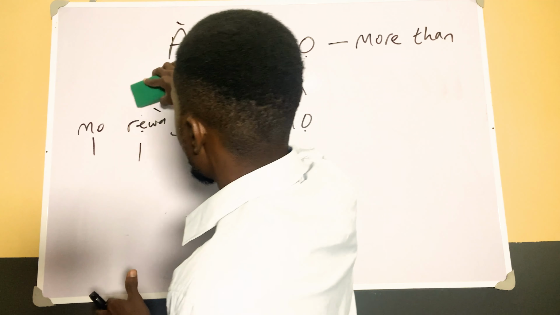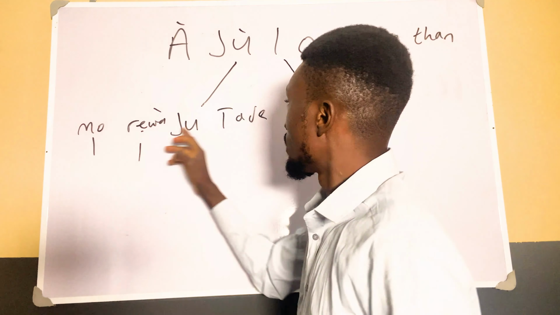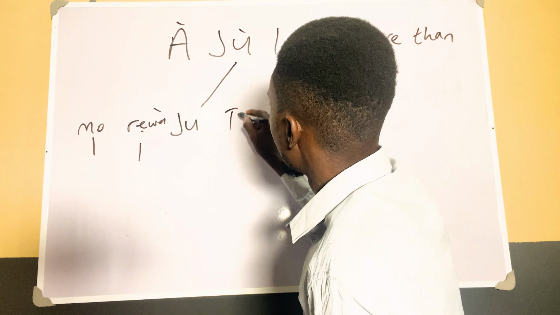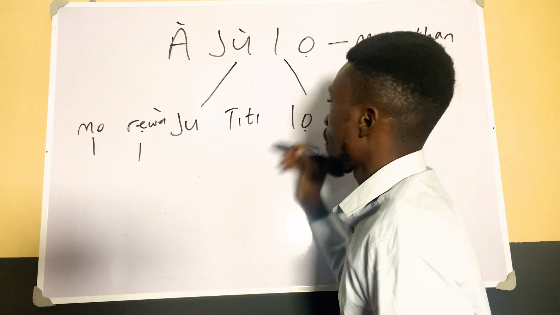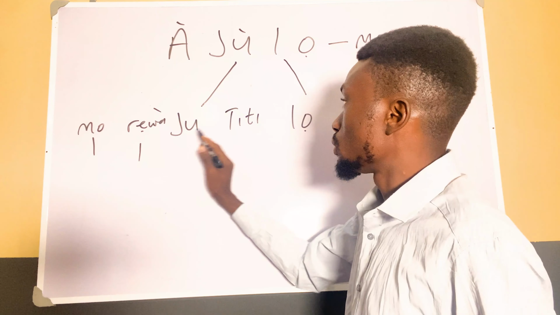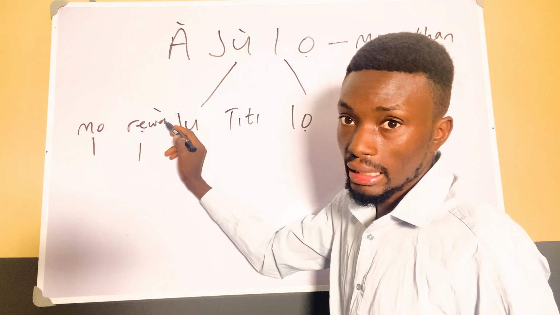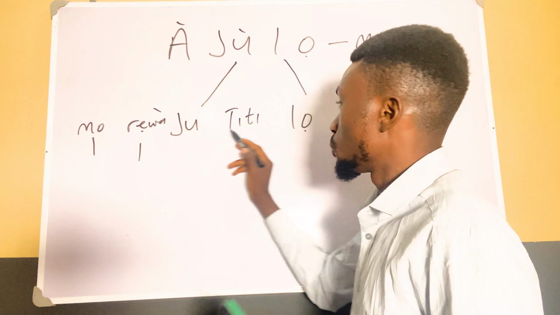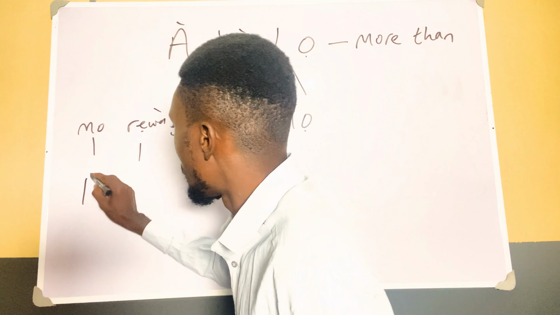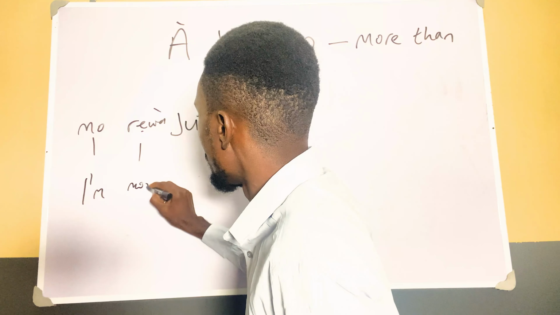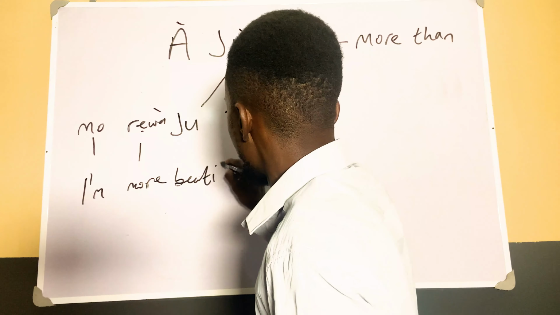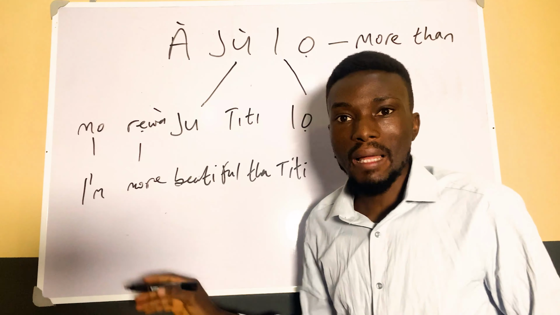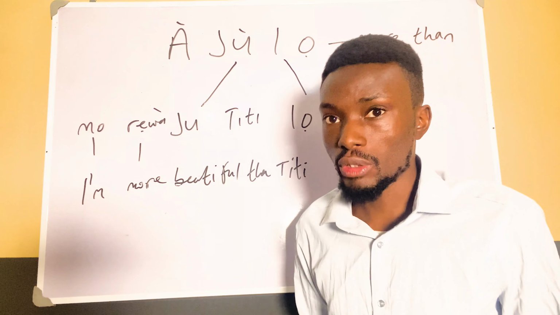Morewa ju títí lọ. So we can say mo rẹwà ju Titi lọ. That is, I am more beautiful than Titi. Mo rẹwà ju Titi lọ.